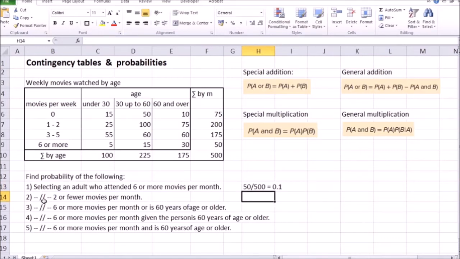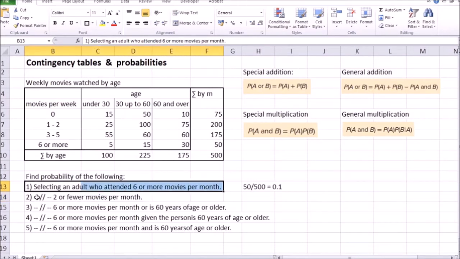Next, moving on to the second question, I'll use this squiggly thing to denote the same words that appear in each of the questions, which are selecting an adult who attended. So find the probability of selecting an adult who attended 2 or fewer movies per month. This question is similar to the first, where we don't actually look at a particular age category.